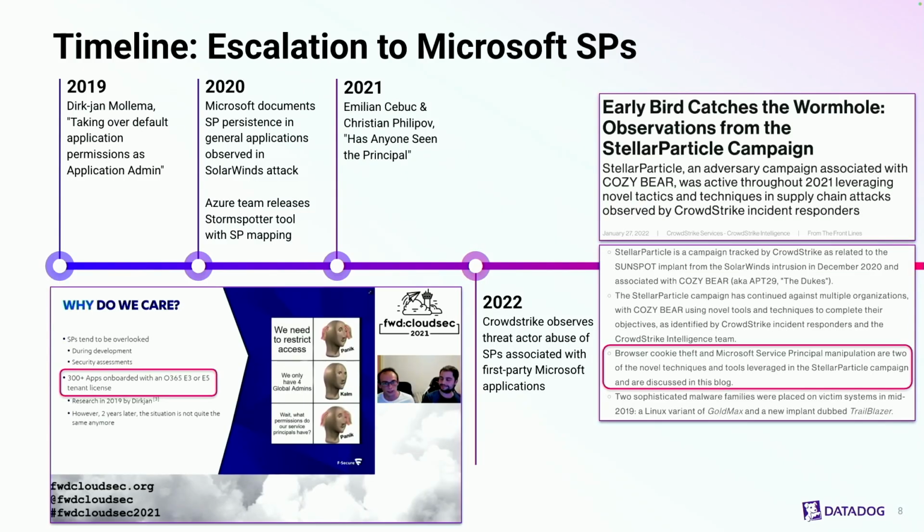We had a talk at fwd:cloudsec from Emilian Cebuc and Christian Filippov highlighting the risk of service principals again, and the fact that there were over 300 first-party apps in a default tenant, so there was a lot to choose from if you wanted to take over Microsoft applications. And sure enough, in 2022, threat actors started doing it too.